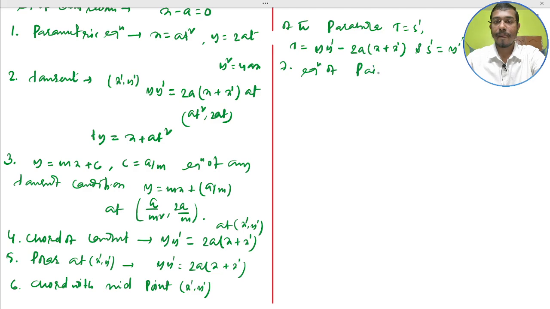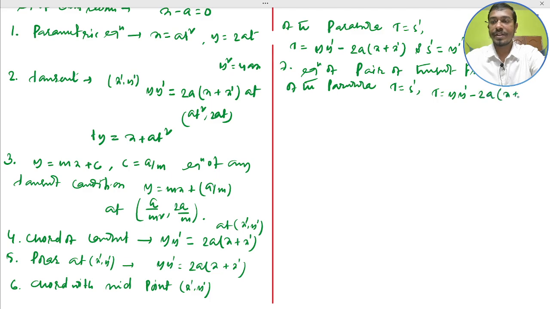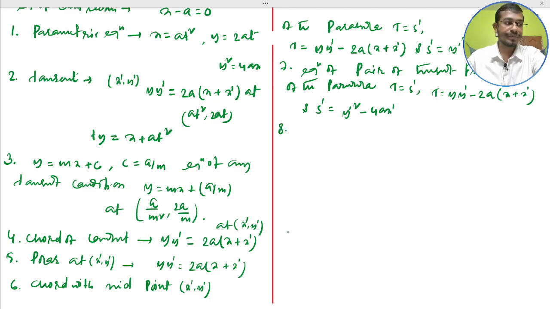Equation of pair of tangents from that point (x', y') to the parabola: T squared equals S S', where T equals y' minus 2a(x plus x'), and S' equals y' squared minus 4ax'. This is the point (x', y') satisfying the equation.